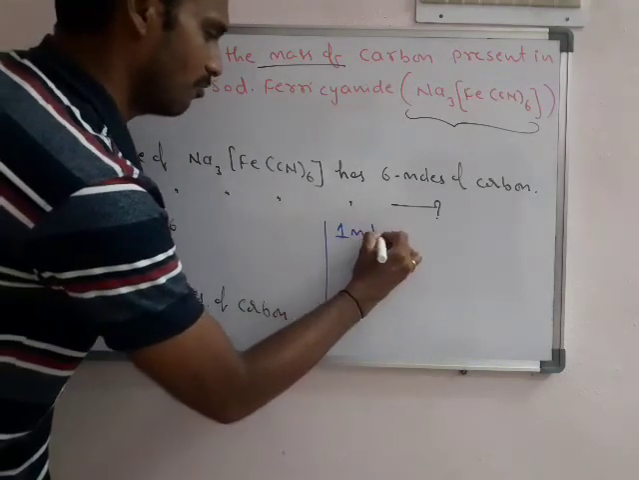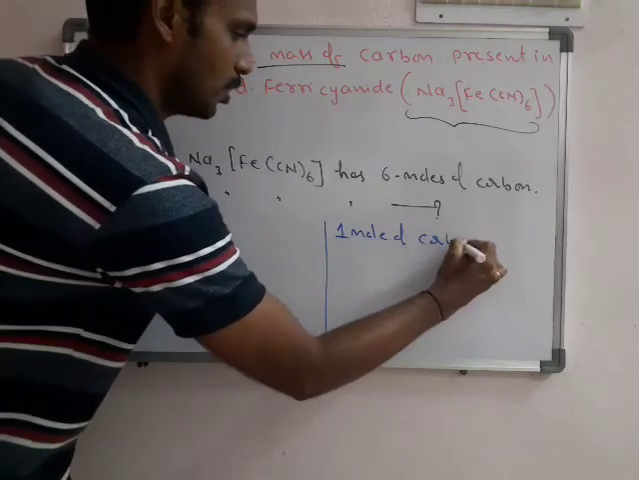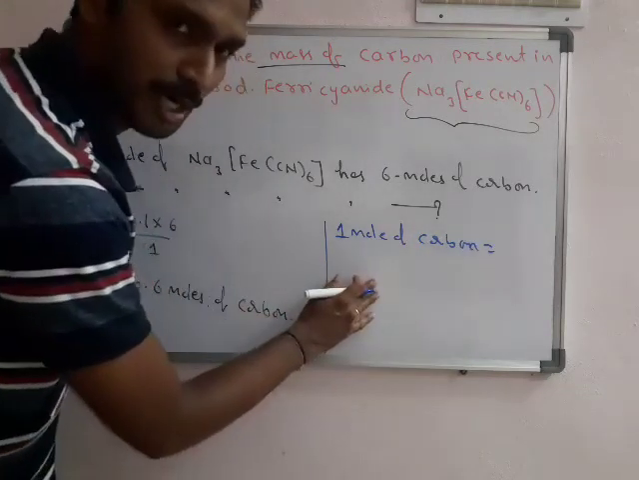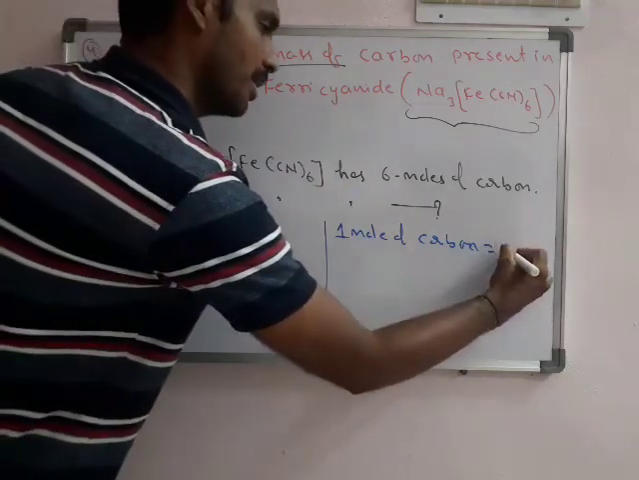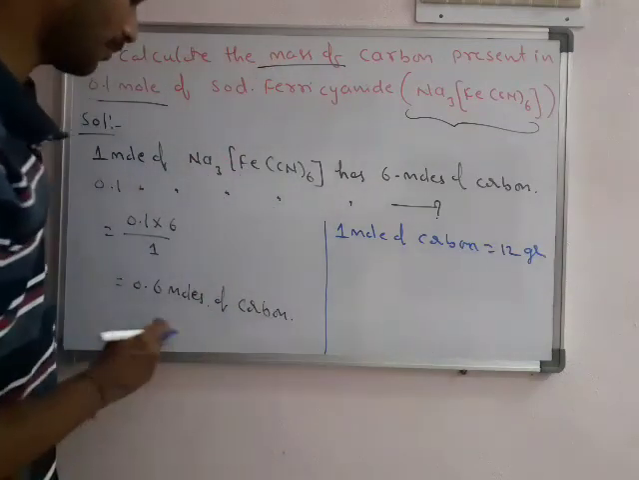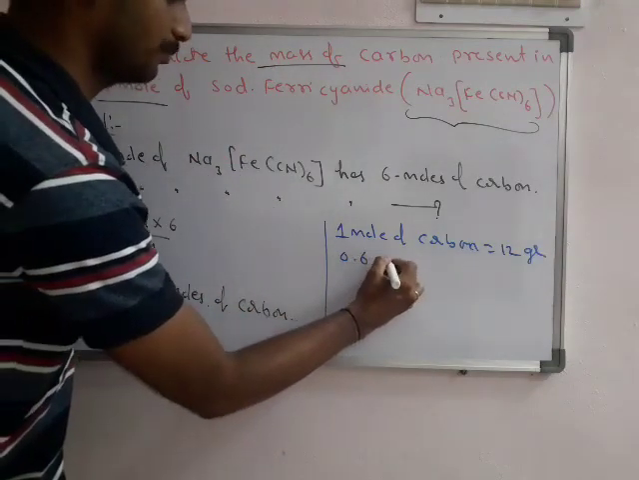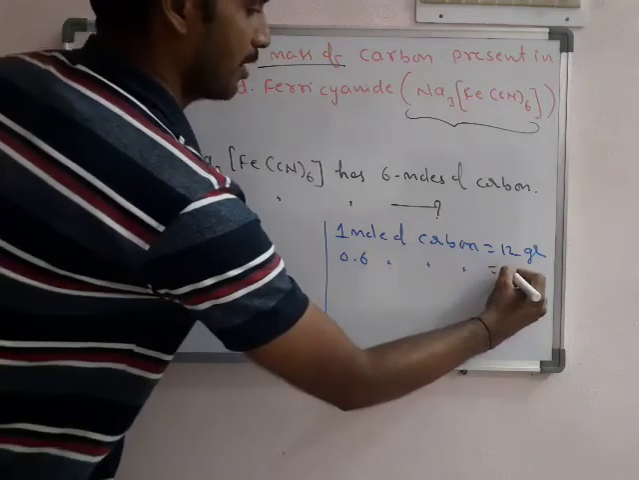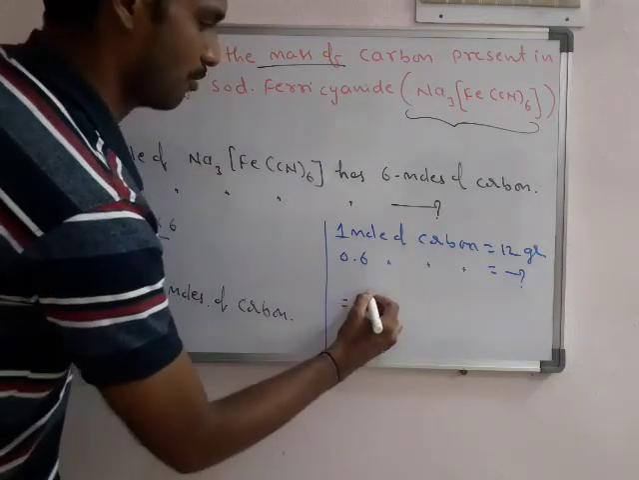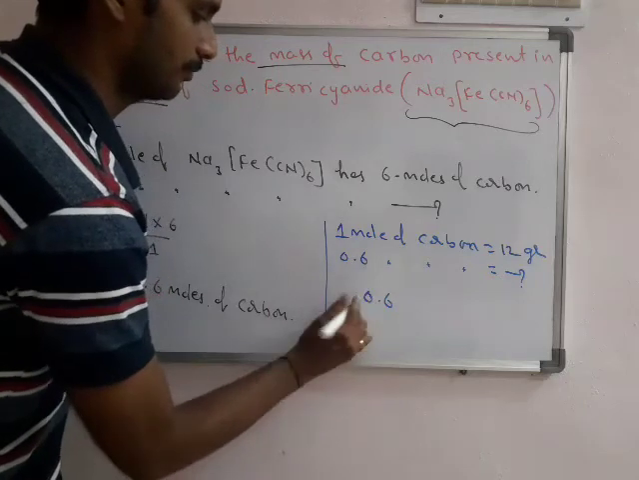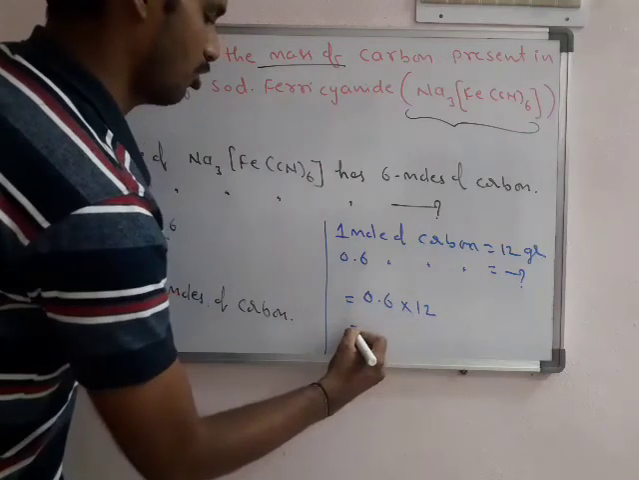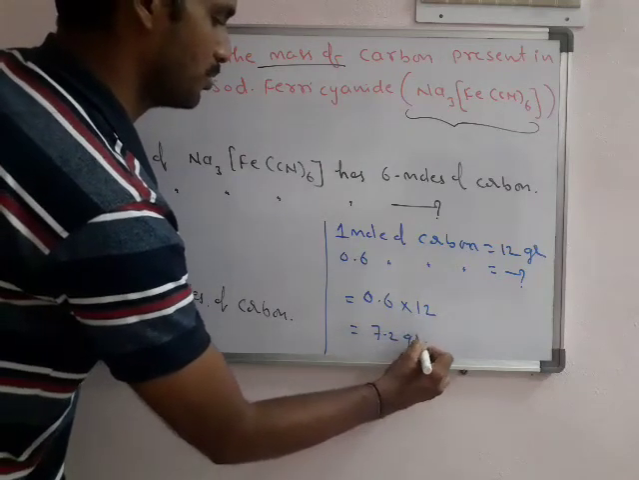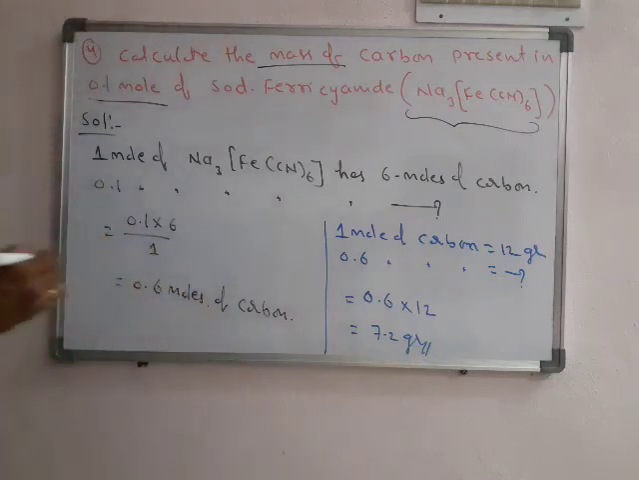So we know that when we take 1 mole of carbon atoms, it is atomic weight; if we take a molecule, it is molecular weight. Here it is about particular atoms, so 1 mole of carbon is equal to how many grams? Weight, so 12 grams. Then what about 0.6 moles? 0.6 moles of carbon, what is the mass? It is approximately 7.2 grams. 7.2 grams of carbon is present in the given compound. Okay.